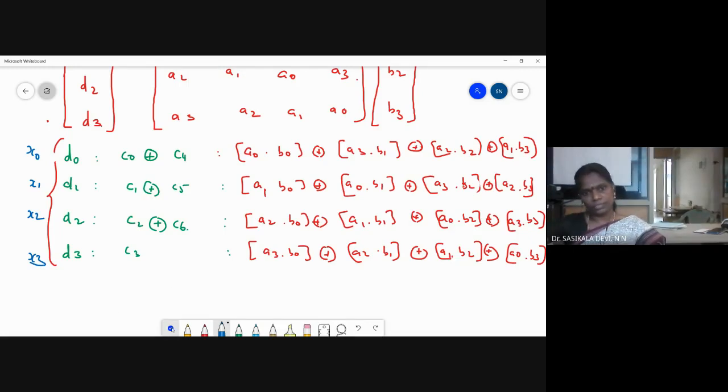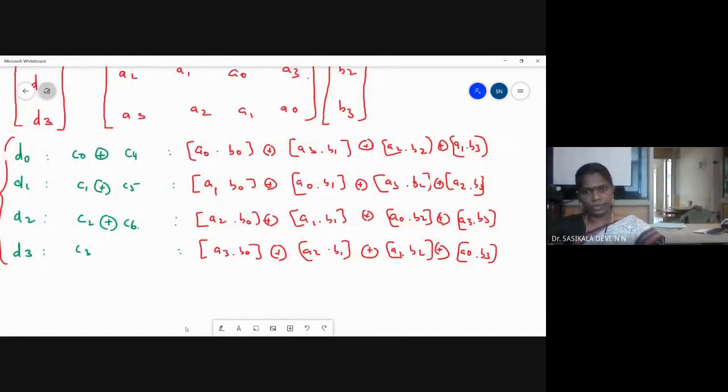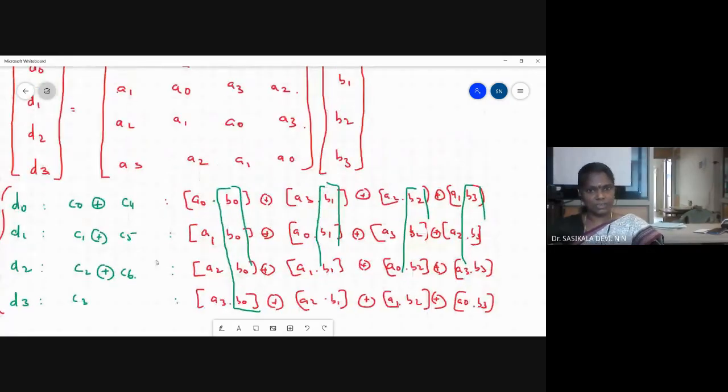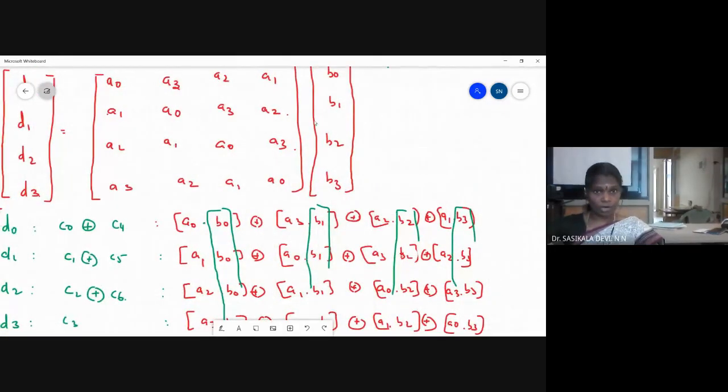Now observe this here. All these first elements are B0. Now here all the second elements are B1, the next are B2, and here all are B3. So this dot product can also be written as a matrix product, matrix multiplication. And when you write this column, you should be careful.